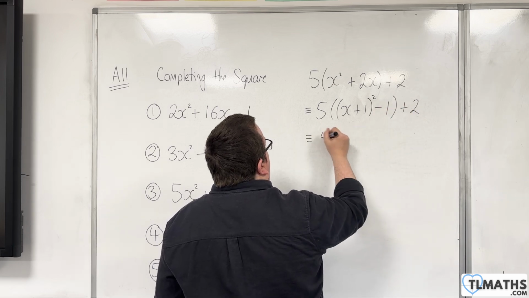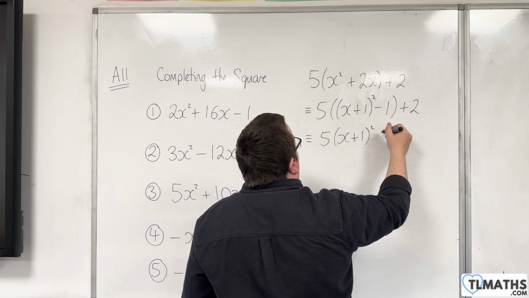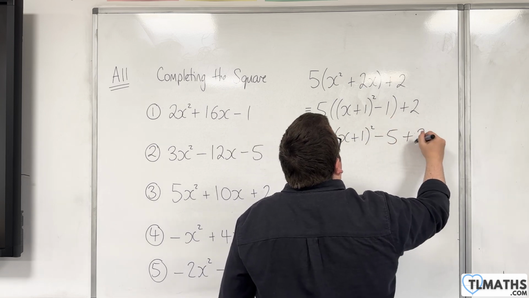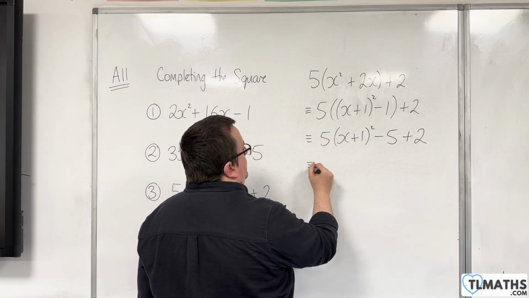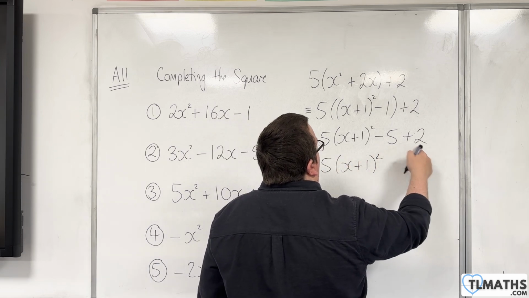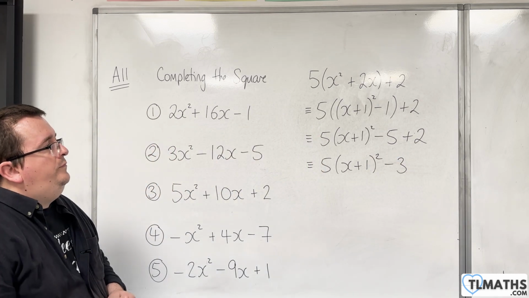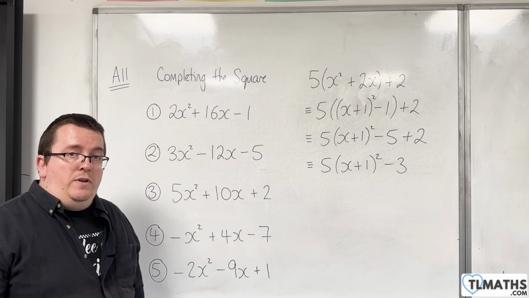Then expand the bracket. So 5 lots of x plus 1 squared. 5 lots of minus 1. And we've got the plus 2 on the end. So 5 lots of x plus 1 squared. Minus 5 plus 2 is minus 3. And we've done number 3.